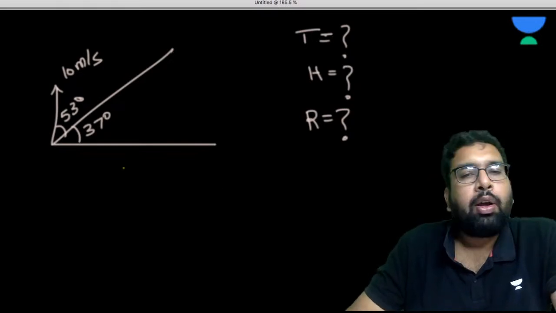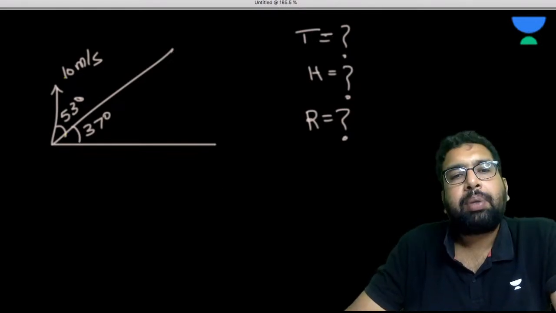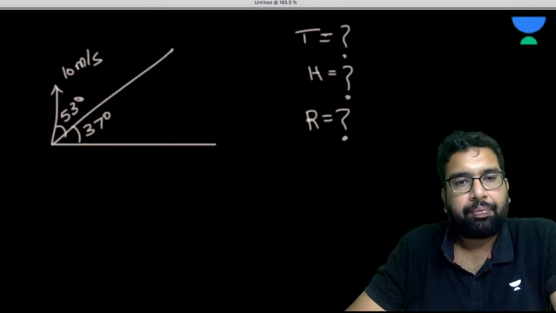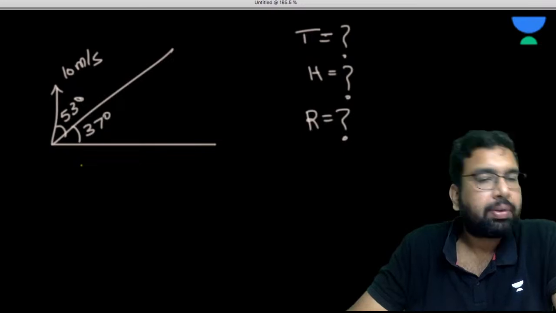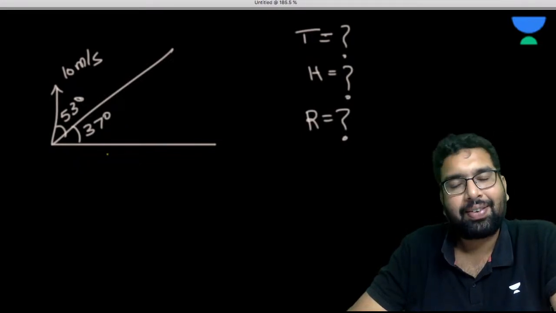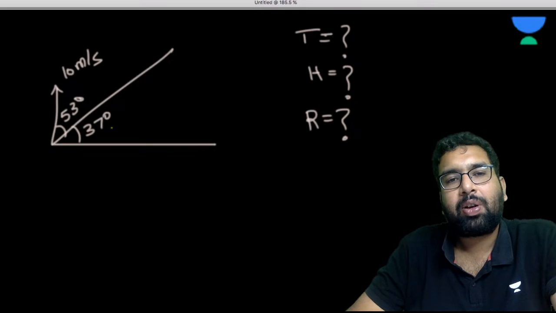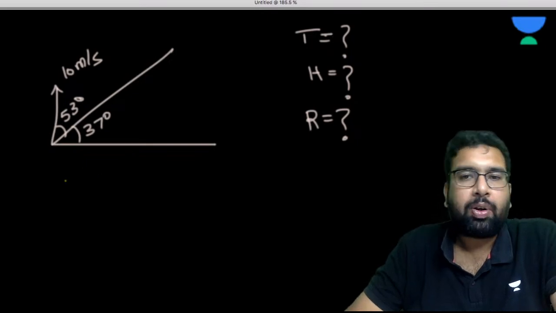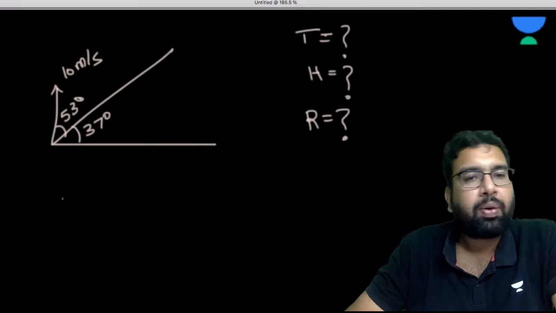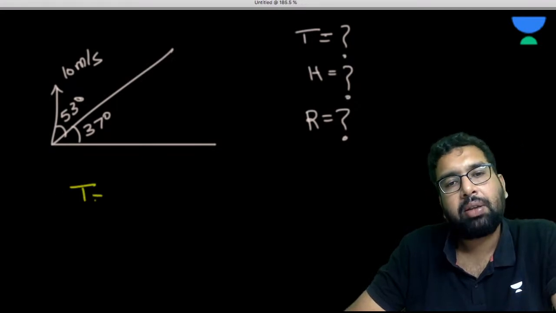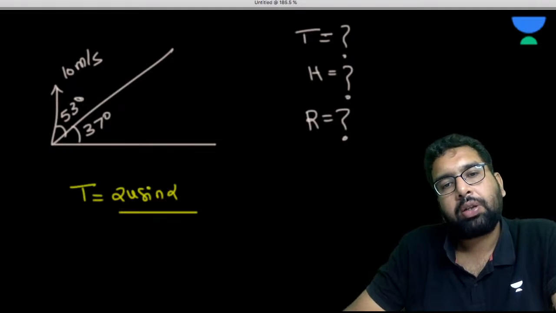Now see, this is 10 meter per second. This is 53, this is 37. So very simple. R can be found through logic, and it can be found through logic also. But if you want to go with the formula, what is the time of flight? The time is 2u sine alpha upon g cos theta.